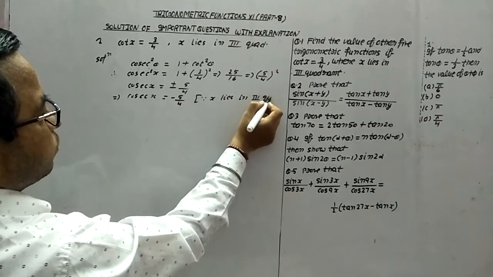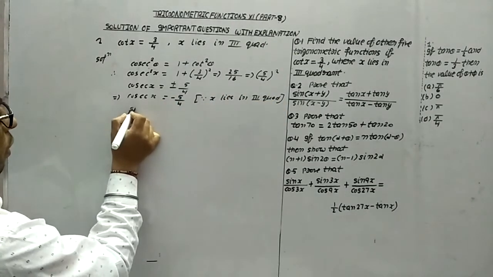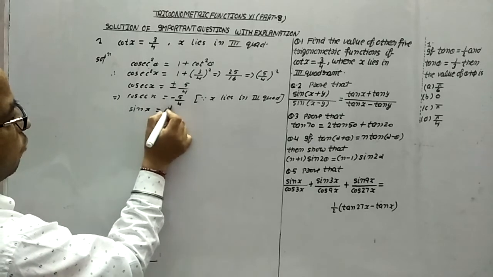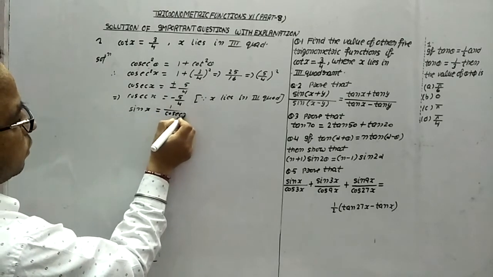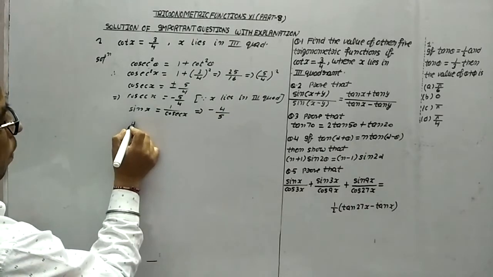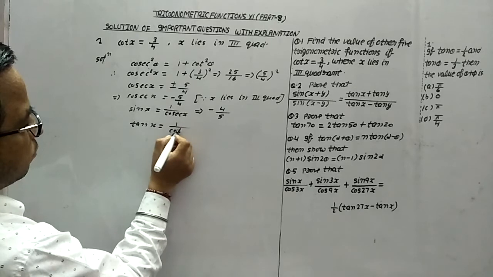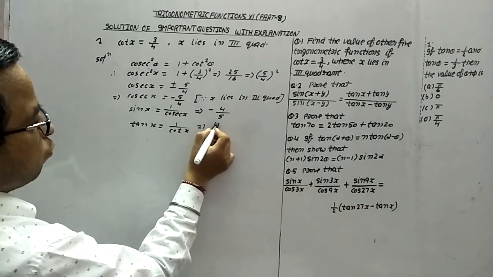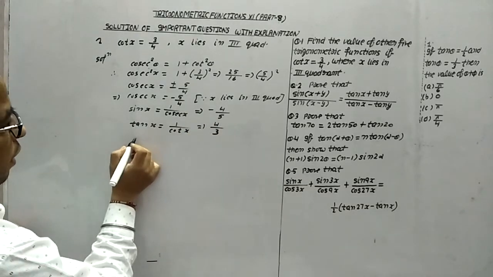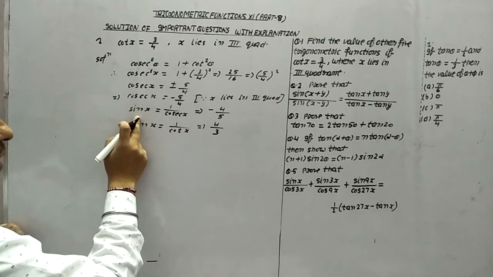So we have cosec x is equal to minus 5 by 4. Now simply sin x is equal to 1 upon cosec x. It implies that this is equal to minus 4 by 5. Now tan x is equal to 1 upon cot x. It implies that this is equal to 4 by 3.